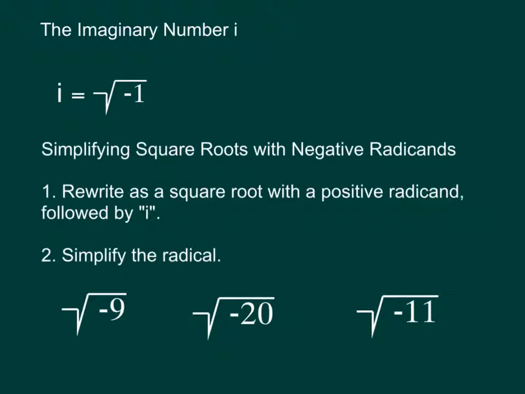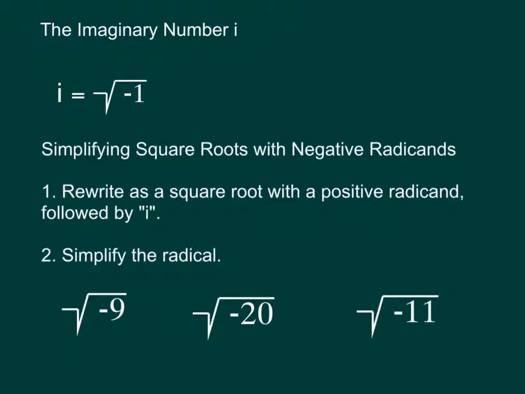Alright, so we're going to talk today about the imaginary number, which is what we call i. i is defined to be the square root of -1. We call that imaginary because there's no real number that you can multiply by itself and get a negative. So we call that answer i. And what this can be used for is to simplify square roots with negative radicands.